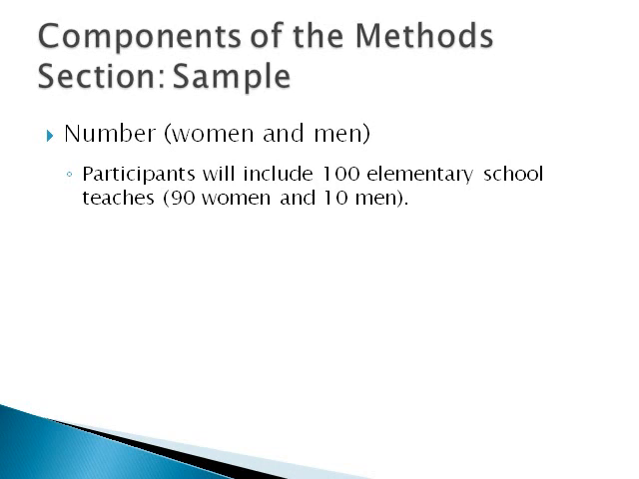Brief example: participants will include 100 elementary school teachers, should be teachers, not teachers in parentheses, 90 women and 10 men. Right? So you can probably imagine I'm doing some stratified random sampling there.